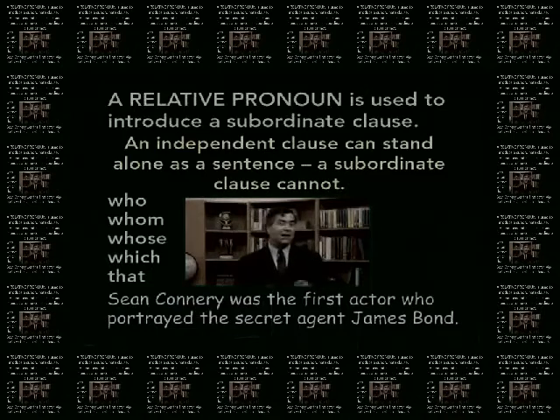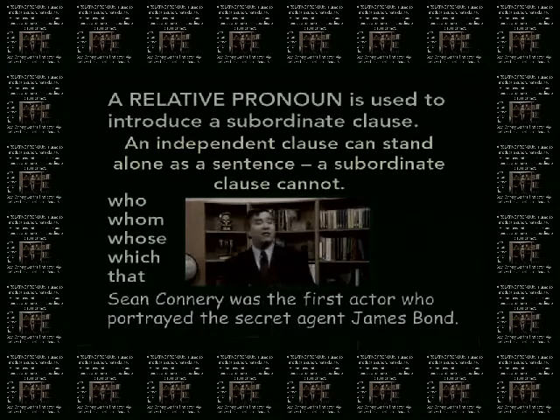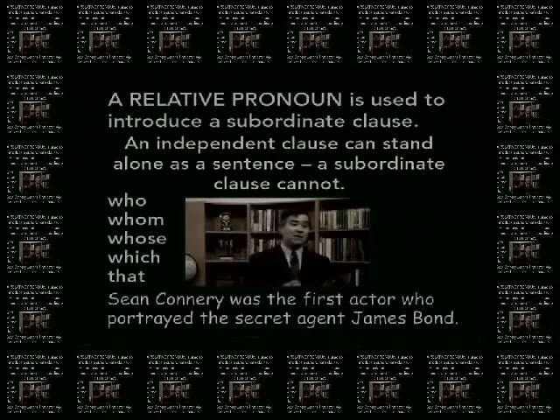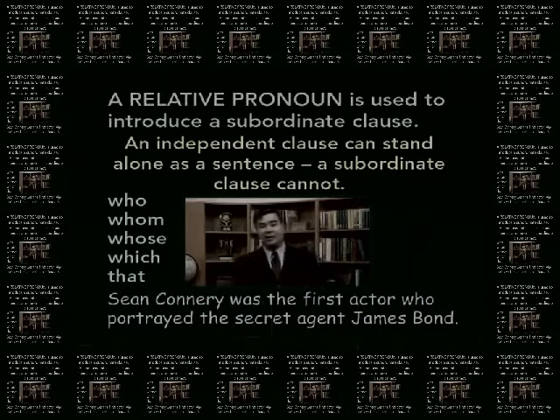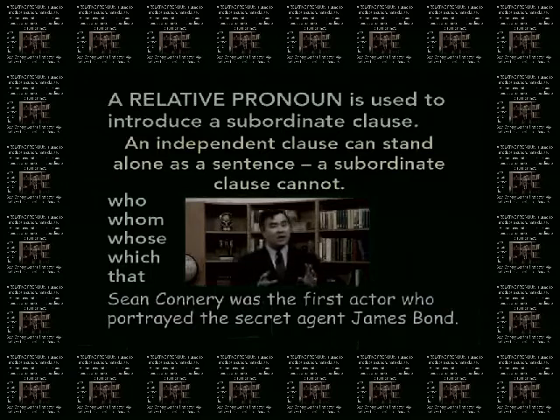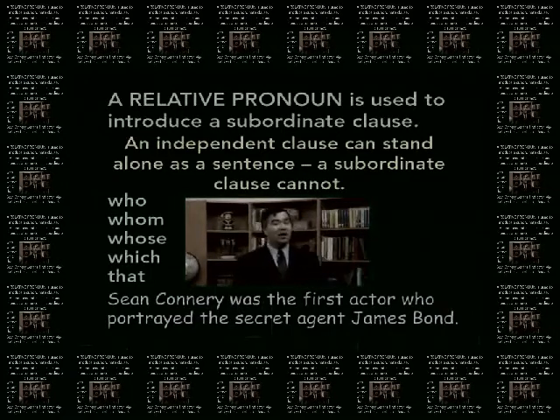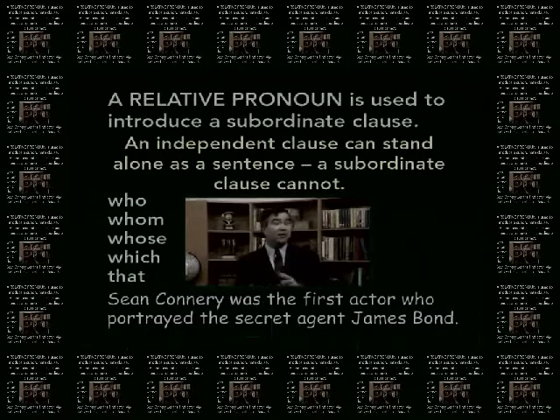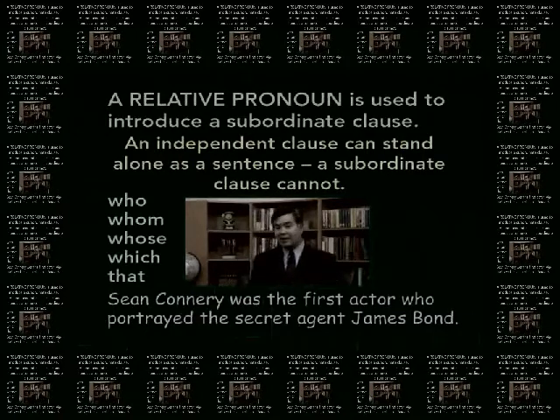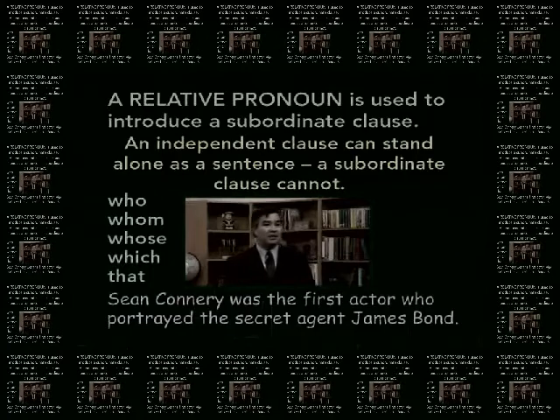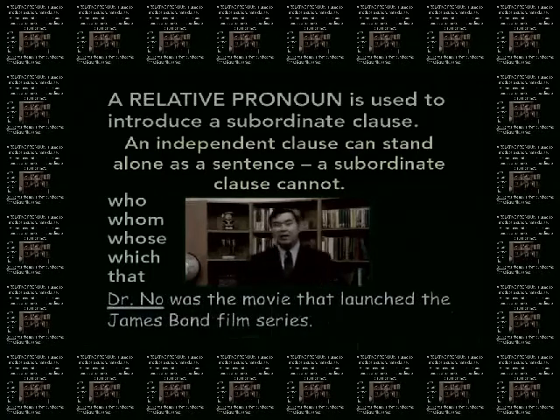Therefore, in a sense, the entire subordinate clause acts as a modifier, much like an adjective, giving more information about a specific noun in the independent clause. And that's how the subordinate clauses introduced by relative pronouns work. They work as modifiers, giving more information about a noun that appears in the independent clause. Here's another example. Dr.